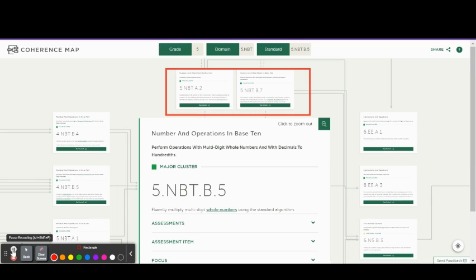Another way that you can use the Coherence Map to make instructional decisions in small groups is really looking at these related standards to consolidate your instruction. We all know there's always more that you have to teach than you have time for. Knowing standards that are related really helped me to be able to consolidate concepts and save time so that I can go a little bit deeper. Let me give you an example.